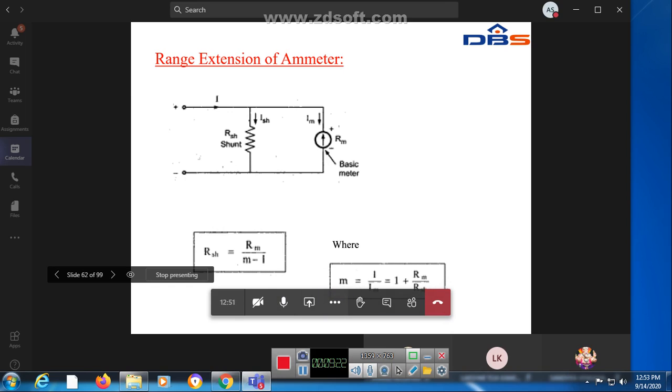This is the range extension of the ammeter. To extend the range of the ammeter, you take one shunt resistor connected in parallel with the ammeter. When you give a supply, the supply current is I, and this current is divided as ISH and Im. To find the RSH value, use the formula Rm by M minus 1. Here M equals I by Im, which is equal to 1 plus Rm by RSH. These are the formulas.